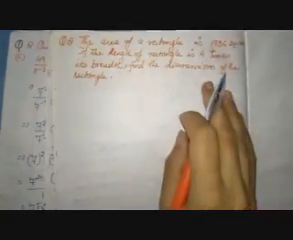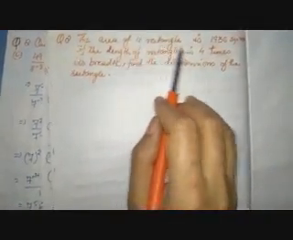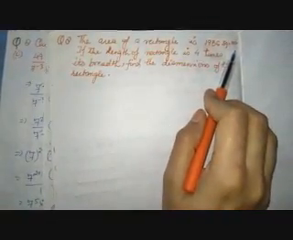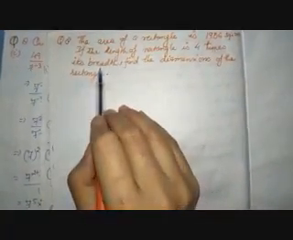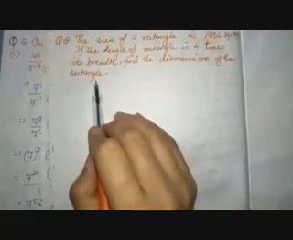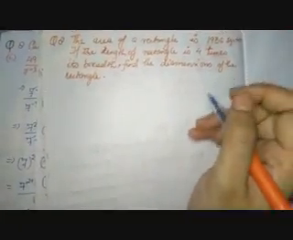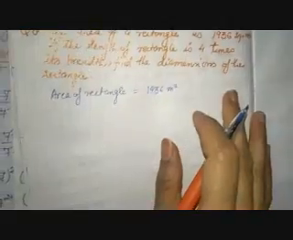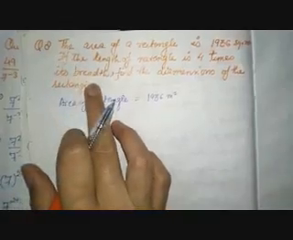Now look at this. Another question of the same type. The area of a rectangle is 1936 square meters. If the length of the rectangle is 4 times its breadth, find the dimensions of the rectangle. We have a rectangle whose area is 1936 square meters, where the length of the rectangle is 4 times its breadth.